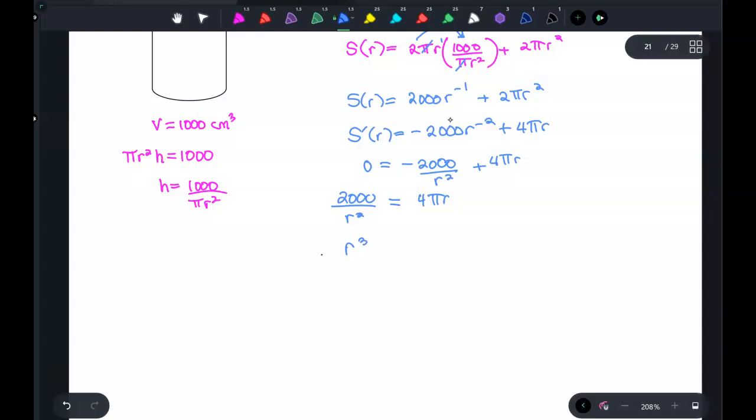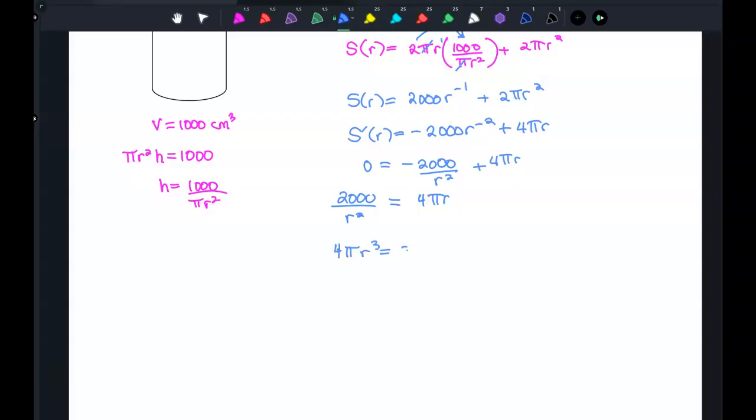So what do we have? 4 pi r cubed is equal to 2,000. So r is going to be the cube root of, well, what's 2,000 divided by 4? 500.